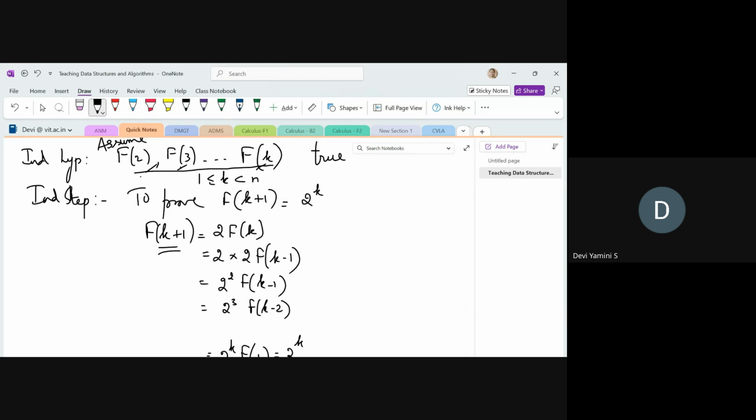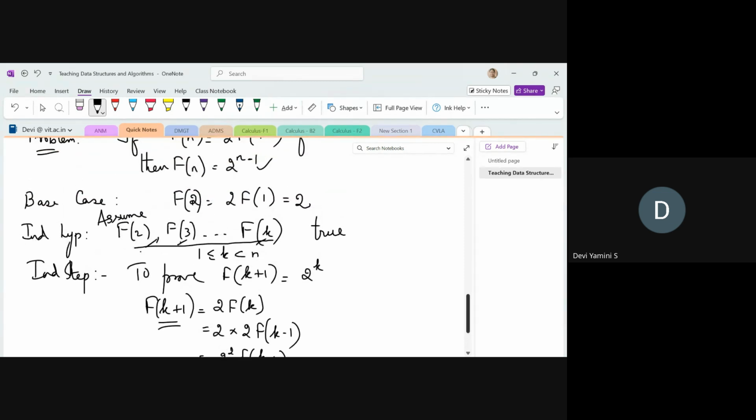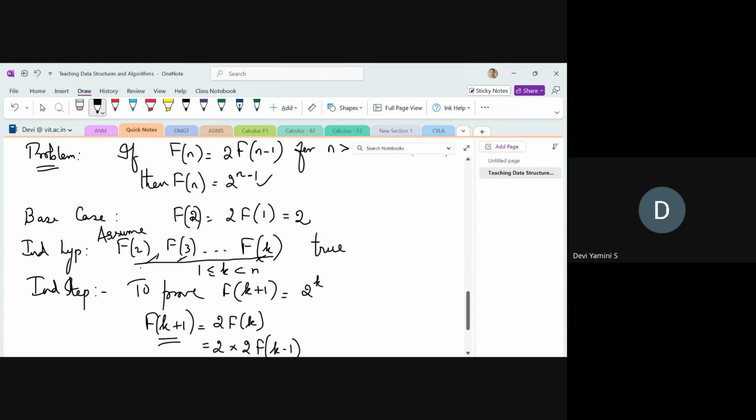Can you identify the difference between normal induction and strong induction? If at some point you have difficulties to understand, please let me know. I can explain this again. The base case, we start with n equal to 2. We were able to prove that f of 2 is nothing but 2 power 1 minus 1, which is 2.